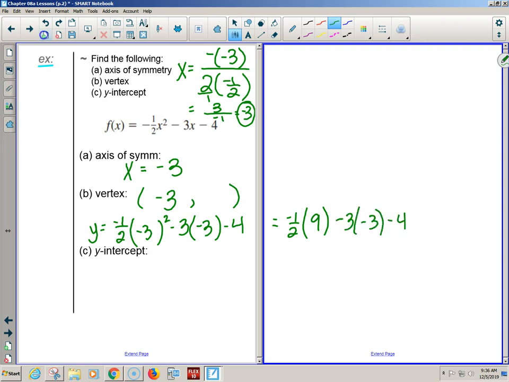Now it's time to do all my multiplying. I did my exponent, check, multiplying. This multiplication is kind of easy. A -3 times a -3 is a positive 9. Why am I avoiding this guy?